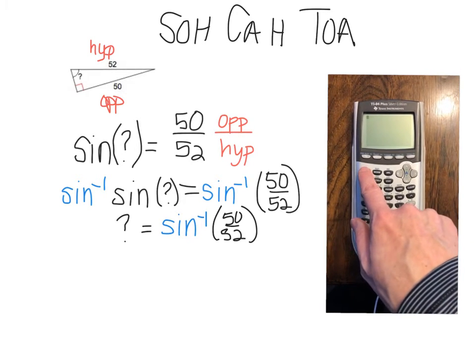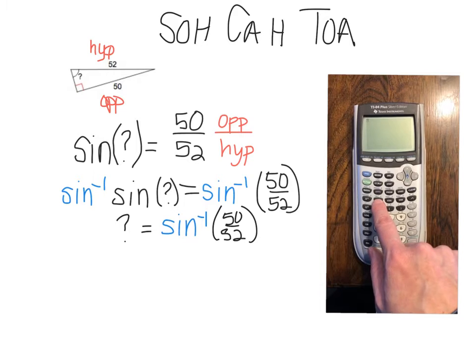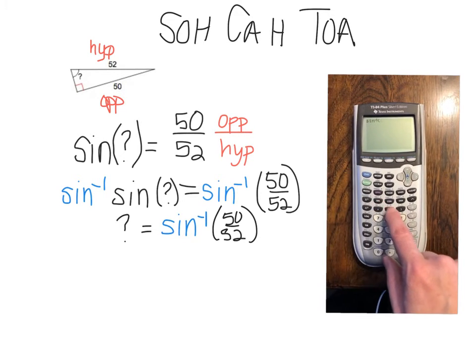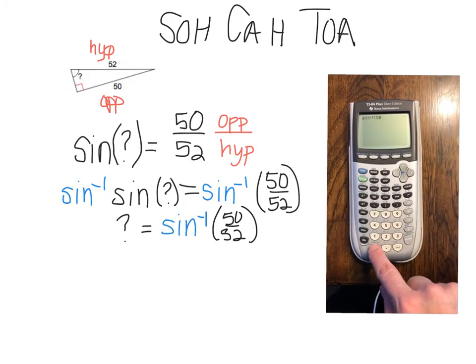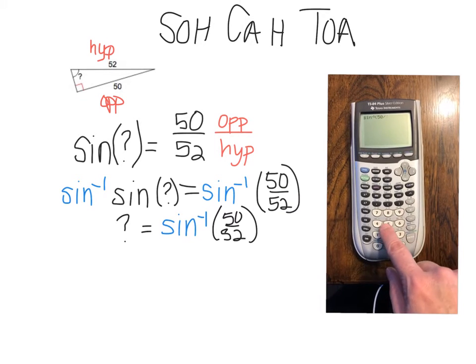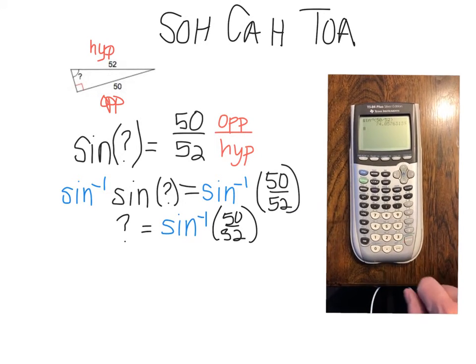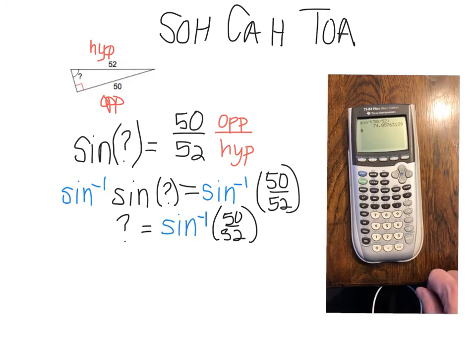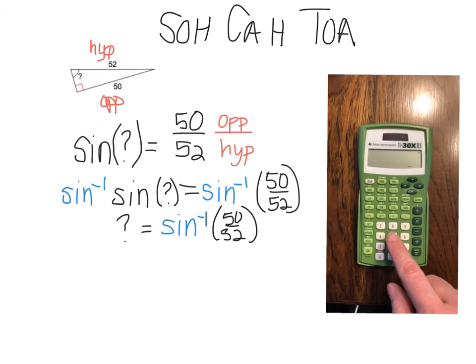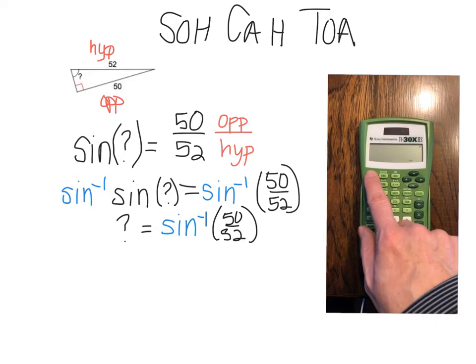So the first thing I'm going to do is hit the second button and the sine button, because above the sine button is that sine to the little -1. Then I'm going to put parentheses and do 50 divided by 52 and hit enter. This actually works on both the TI-84 and the scientific calculators.